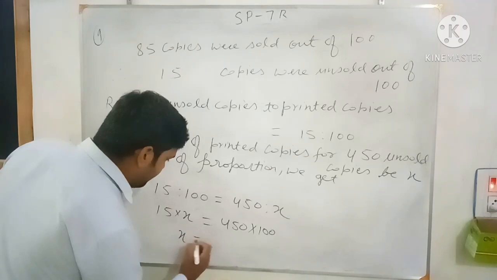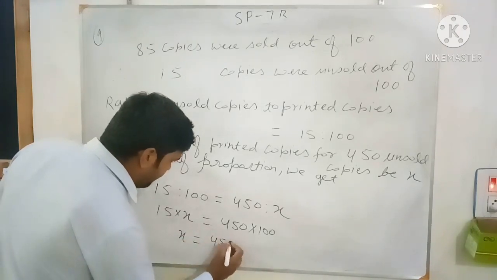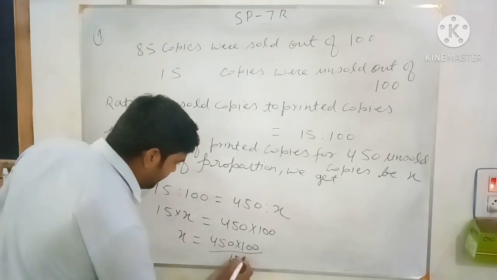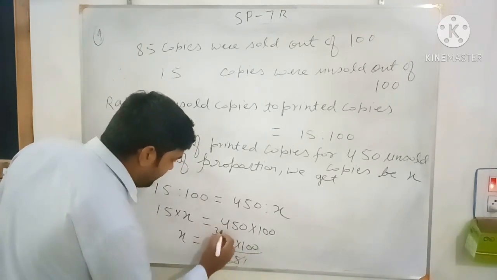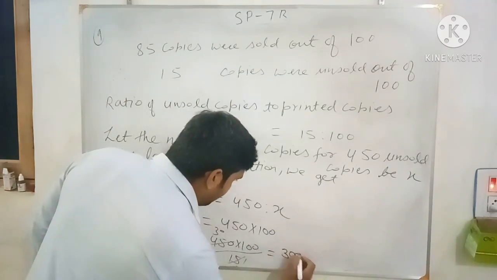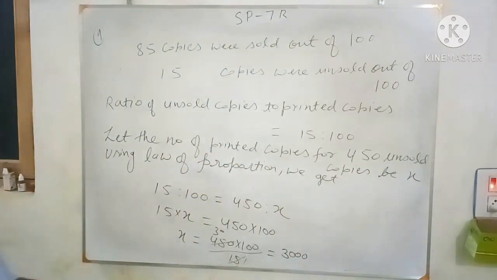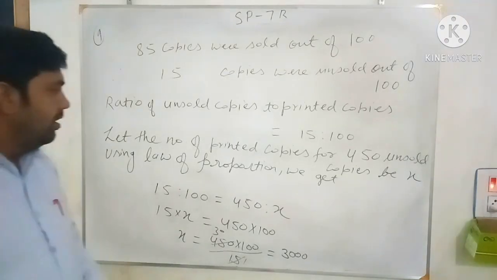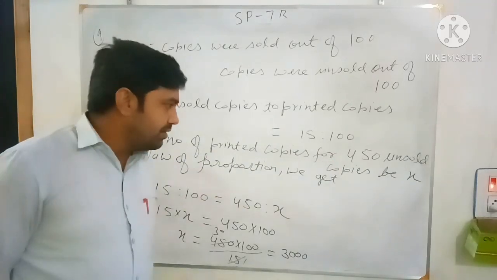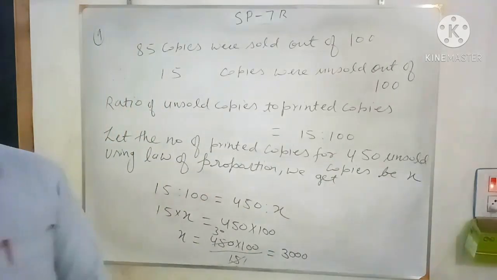So X is equal to 450 into 100 divided by 15. 15 ones are 15, 15 threes are 45, so 30. So 30 into 100 is 3000. So 3000 printed copies are there. So the total printed copies for 450 unsold copies is 3000.